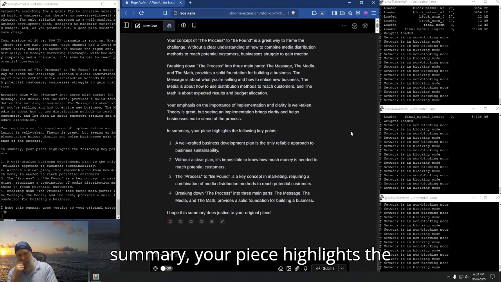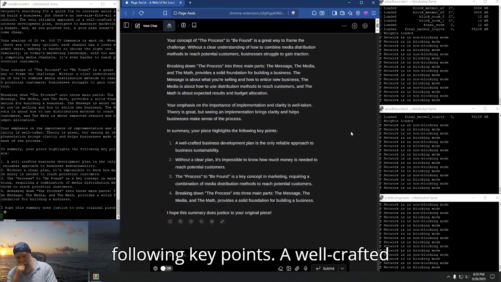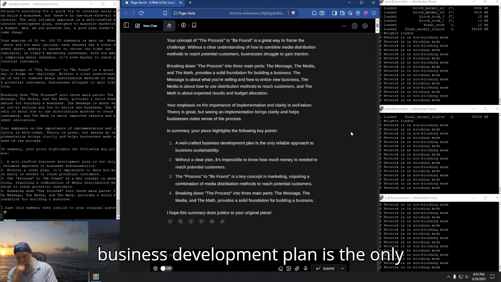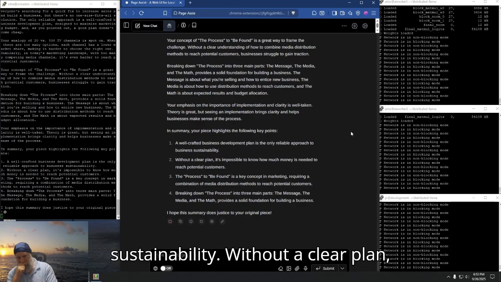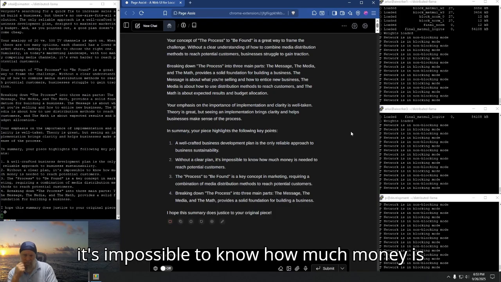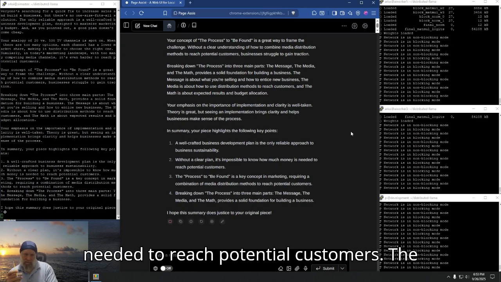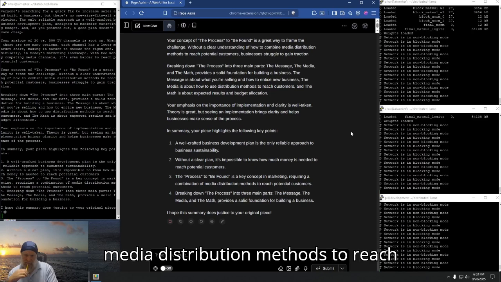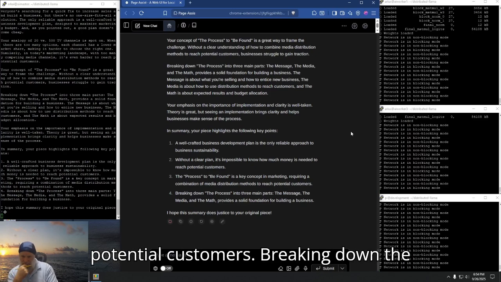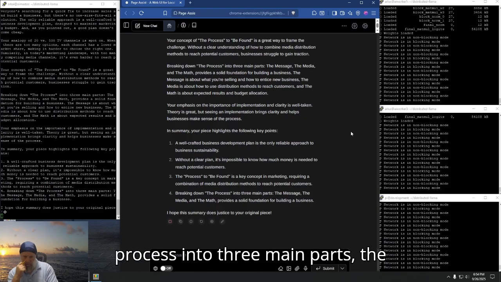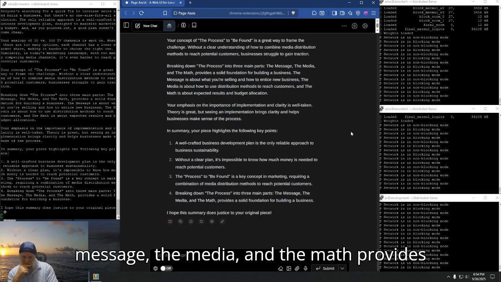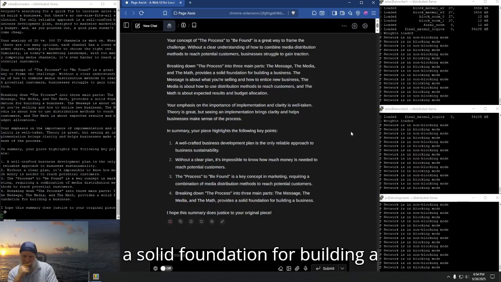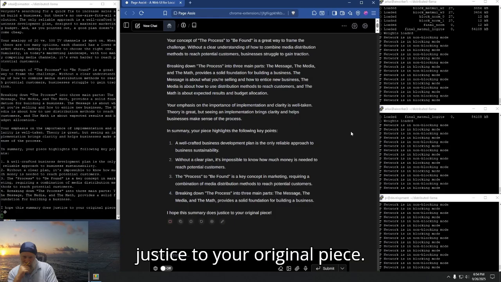In summary, your piece highlights the following key points. A well-crafted business development plan is the only reliable approach to business sustainability. Without a clear plan, it's impossible to know how much money is needed to reach potential customers. The process to be found is a key concept in marketing, requiring a combination of media distribution methods to reach potential customers. Breaking down the process into three main parts, the message, the media, and the math, provides a solid foundation for building a business. I hope this summary does justice to your original piece.